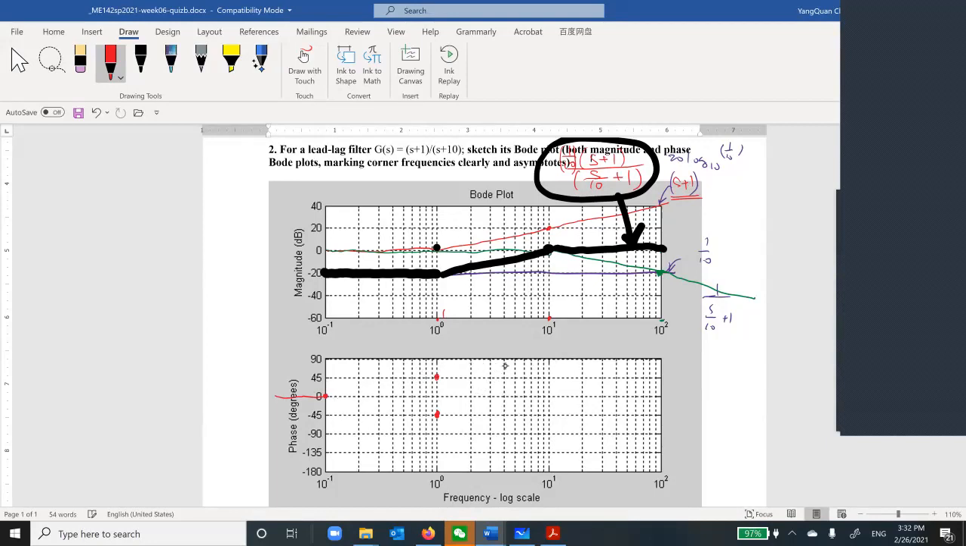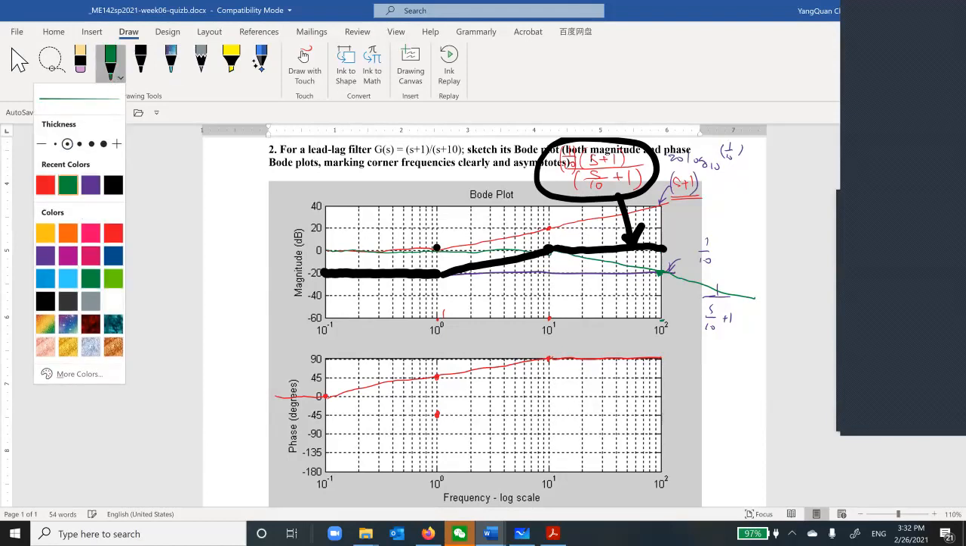Then you have a decade up. So then you have 90 degrees here. So your phase will look like this. Then you will be constant at 90 degrees. Okay, 90 degrees. So that's for the S plus 1. So what is for S?